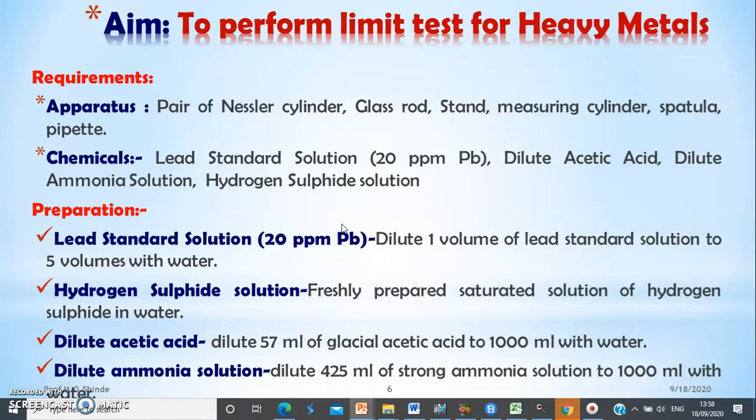Here we have to prepare the hydrogen sulfide solution by using Kipp's apparatus. We will use iron sulfide beads, and we will allow them to react with dilute sulfuric acid in the Kipp's apparatus, which will produce hydrogen sulfide gas, and that H2S gas is saturated in distilled water. Next, we require to prepare dilute acetic acid. Here we will use 57 ml of glacial acetic acid to 1000 ml of distilled water. We require to prepare dilute ammonia solution. Here we will dilute 425 ml of strong ammonia solution to 1000 ml with distilled water.